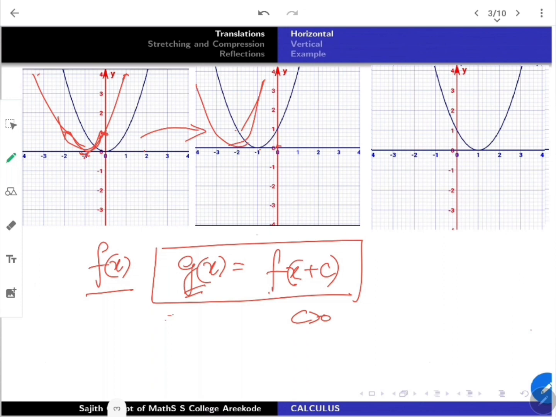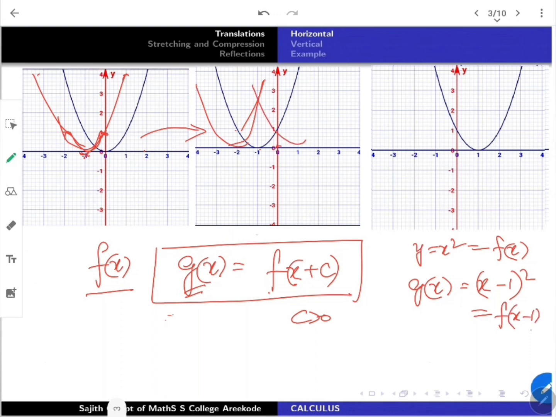One can just observe what will happen with the same example. If you are looking at y equals x square, and f of x equals x square, and if I am defining g of x equals x minus 1 whole square, which means f of x minus 1, one can easily see that the whole graph is going to be shifted 1 unit right, which you will observe this way.